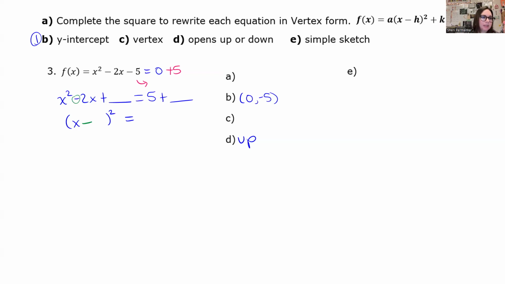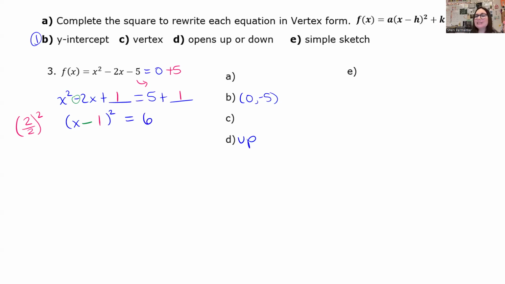Now I'm ready to complete this square. So off to the side, I want to see everybody do this. We've got 2 divided by 2 squared. 2 divided by 2 is 1. And then we work our way up. 1 squared is 1, and anything you do to one side, you have to do to the other. So this stuff equals what? 6. Very good.